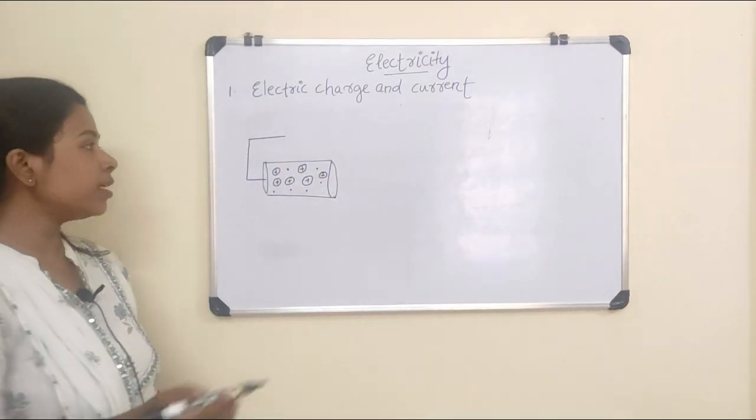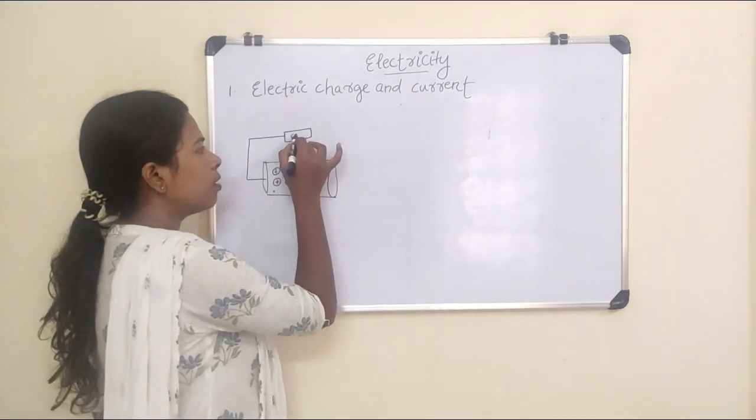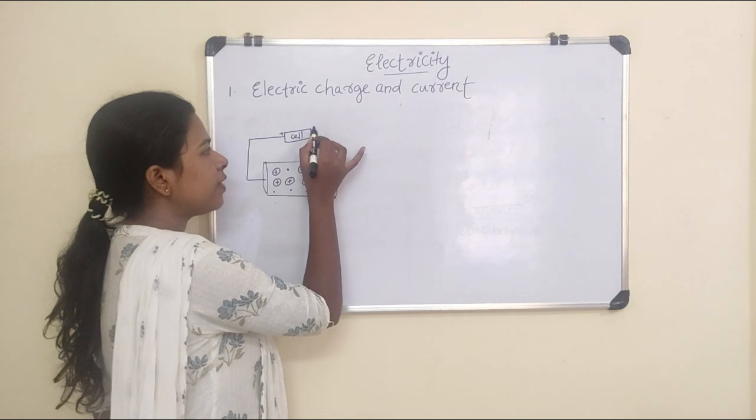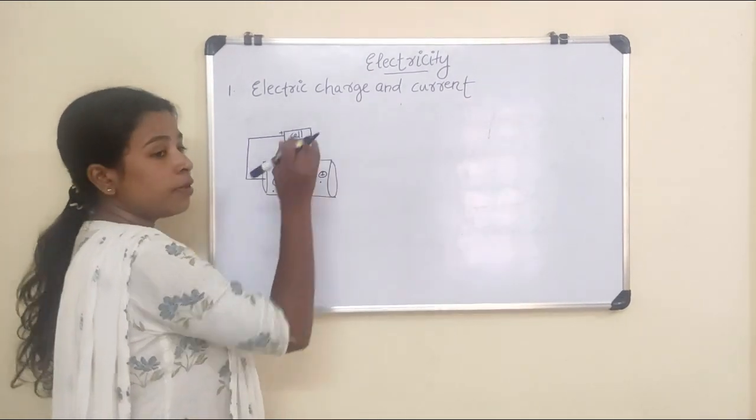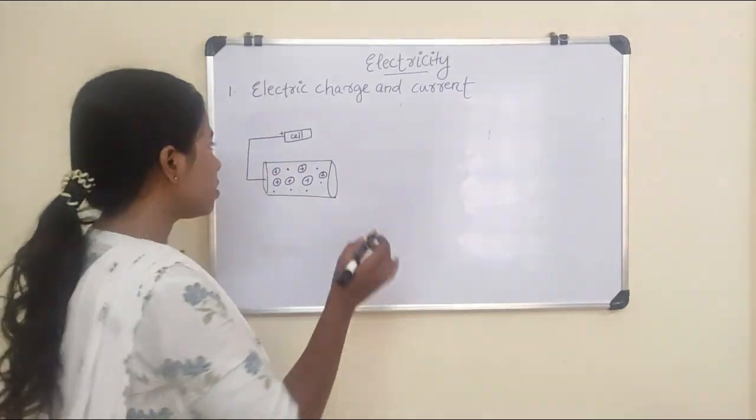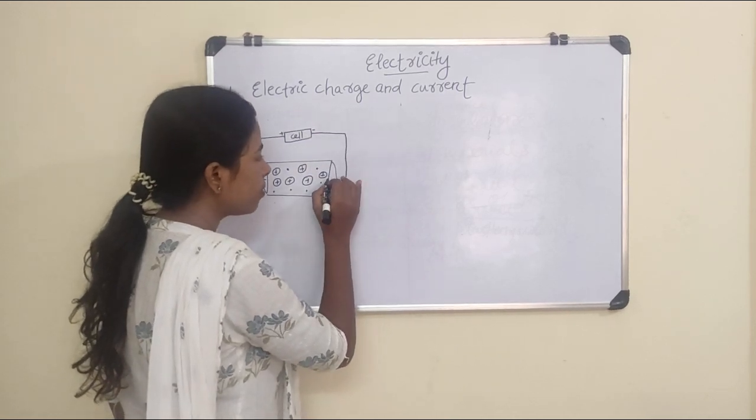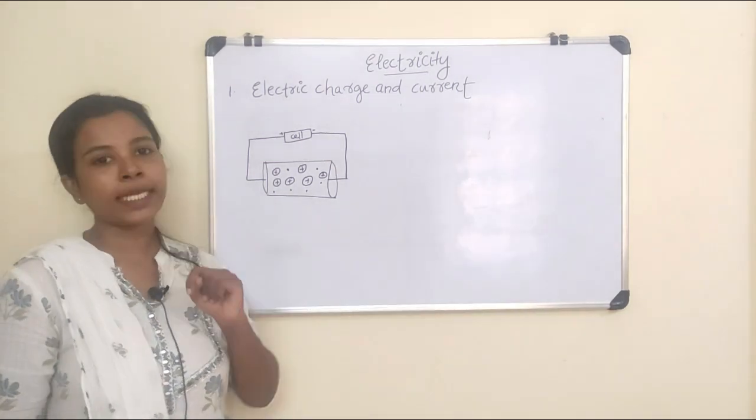Okay, I am connecting a cell over here. Cell is what? It can be any battery. A cell will have a positive and a negative end. You might have noticed, if you take a battery, one end will be positive and the other will be negative. So let this be negative. I am connecting this metal wire to the cell.